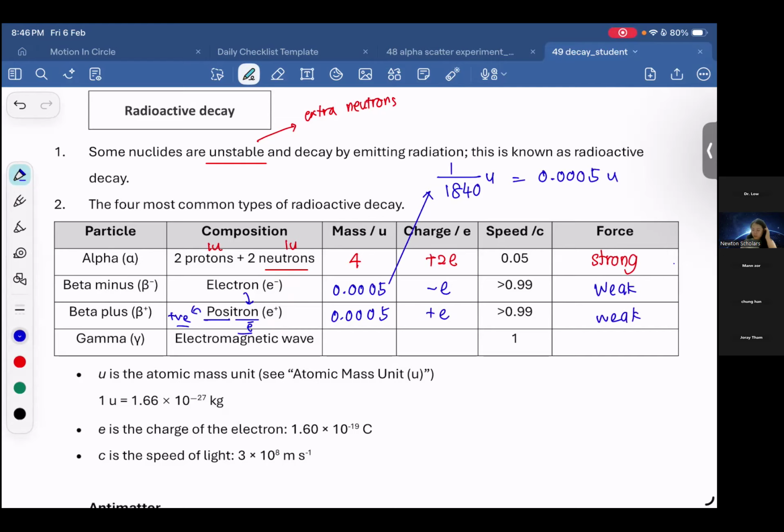Okay, this one is important. They like to ask about this. The alpha, what is the force? Strong force. Describe the force for beta minus and beta plus: weak nuclear force.